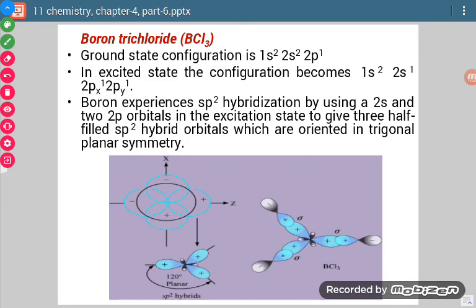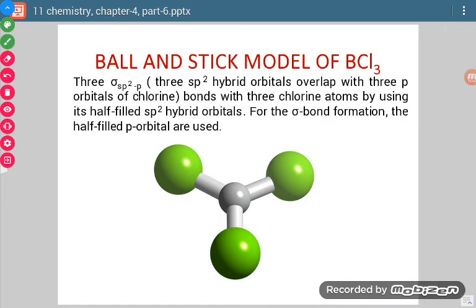Okay, now you can see like this, the 3 sigma bonds. Now see, 3 sigma bonds, how are they formed? 3 sp2 hybrid orbitals overlap with 3 p orbitals of chlorine. There are 3 p orbitals, meaning 1 p orbital comes from each chlorine atom. There are 3 chlorine atoms, so 3 p orbitals will come. So this is boron, and this one is chlorine, this one is chlorine, this one is chlorine. Now what we are seeing here is known as the ball and stick model of BCl3. This geometry is trigonal planar.